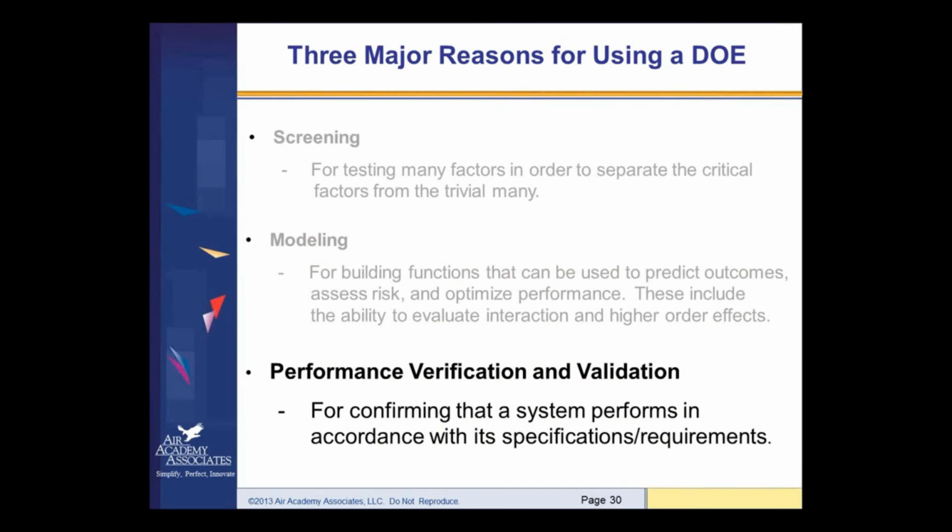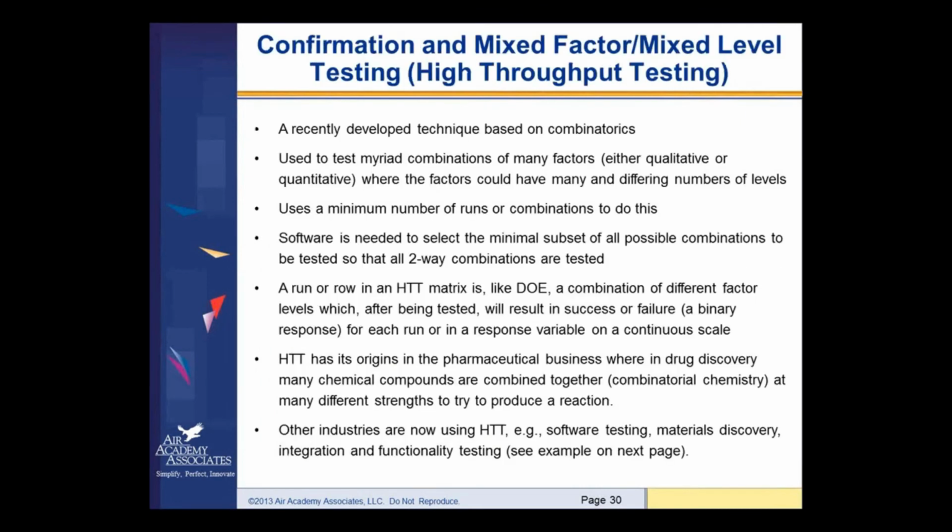Verification and validation is the last thing I want to talk about today. And I want to talk about this thing called high throughput testing, which allows you to do confirmation testing and verification validation testing and also do mixed factor, mixed level testing if you have to screen. It's not a good modeling design, but you can possibly screen with it simply because we do have orthogonal or nearly orthogonal designs right now in software that will do that.